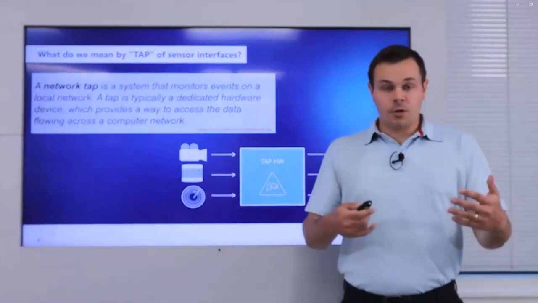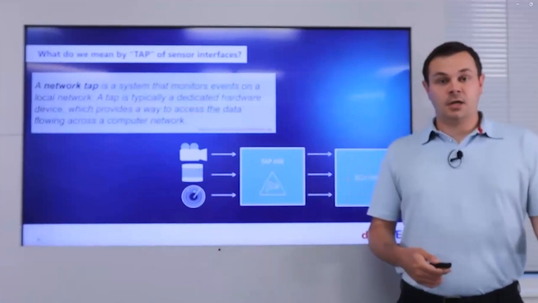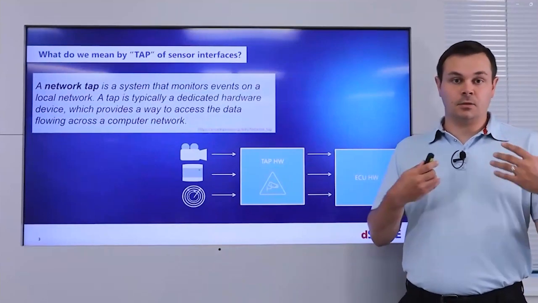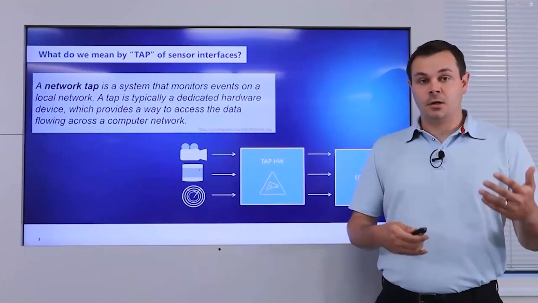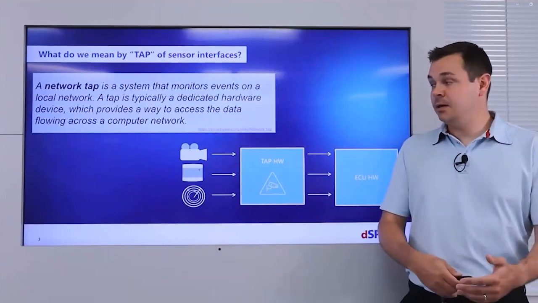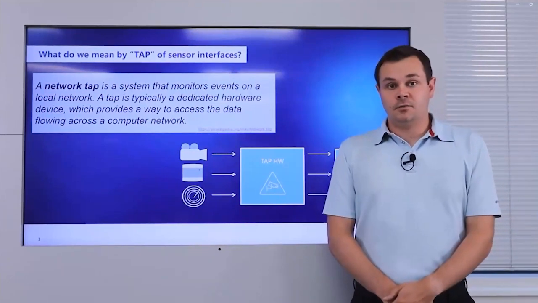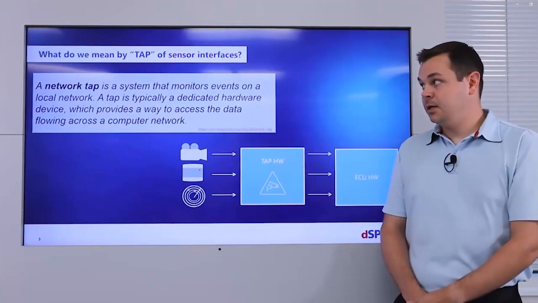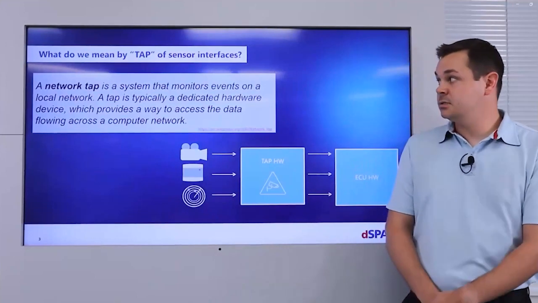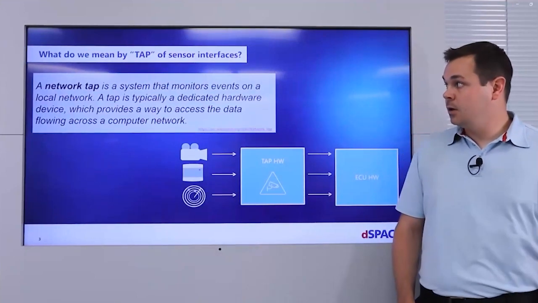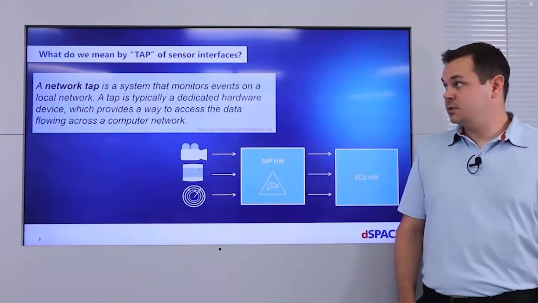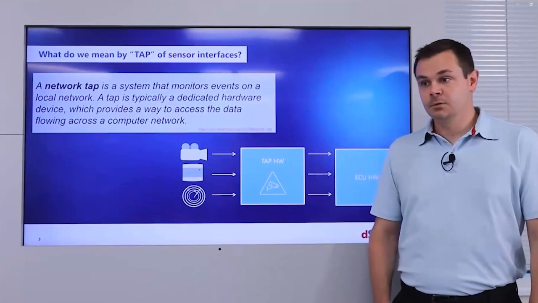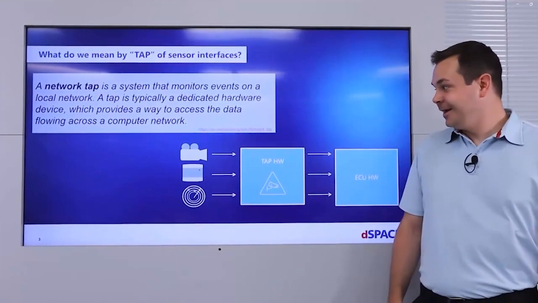So the other word that's important in the title of the Learning Connection is simultaneous. And by simultaneous, we mean this concept that you'll hear me say over and over in this webinar, TAP. So what do I mean when I say TAP? Well, like any good fifth grader, we can reference Wikipedia. So Wikipedia has to say that a network tap is a system that monitors events on a local network. A tap is typically a dedicated hardware device which provides a way to access the data flowing across the computer network. So something like Watergate, if you will.